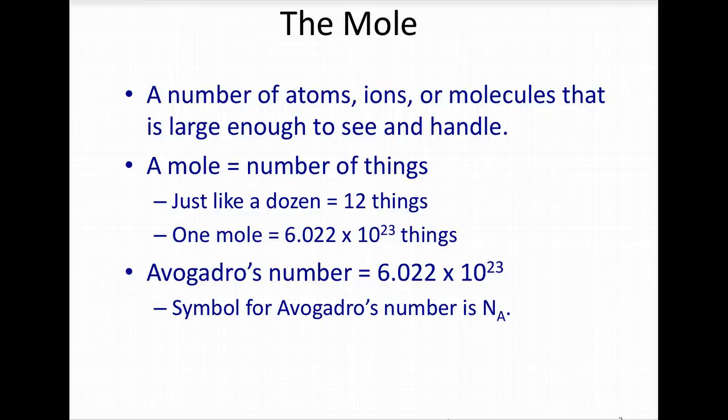In fact, every mole contains 6.022 times 10 to the 23rd things. They could be dogs, they could be atoms, they could be molecules, they could be chimpanzees. Anything that has that many items contains one mole. That special number, 6.022 times 10 to the 23rd, is called Avogadro's number. Avogadro's number is symbolized as N sub A.